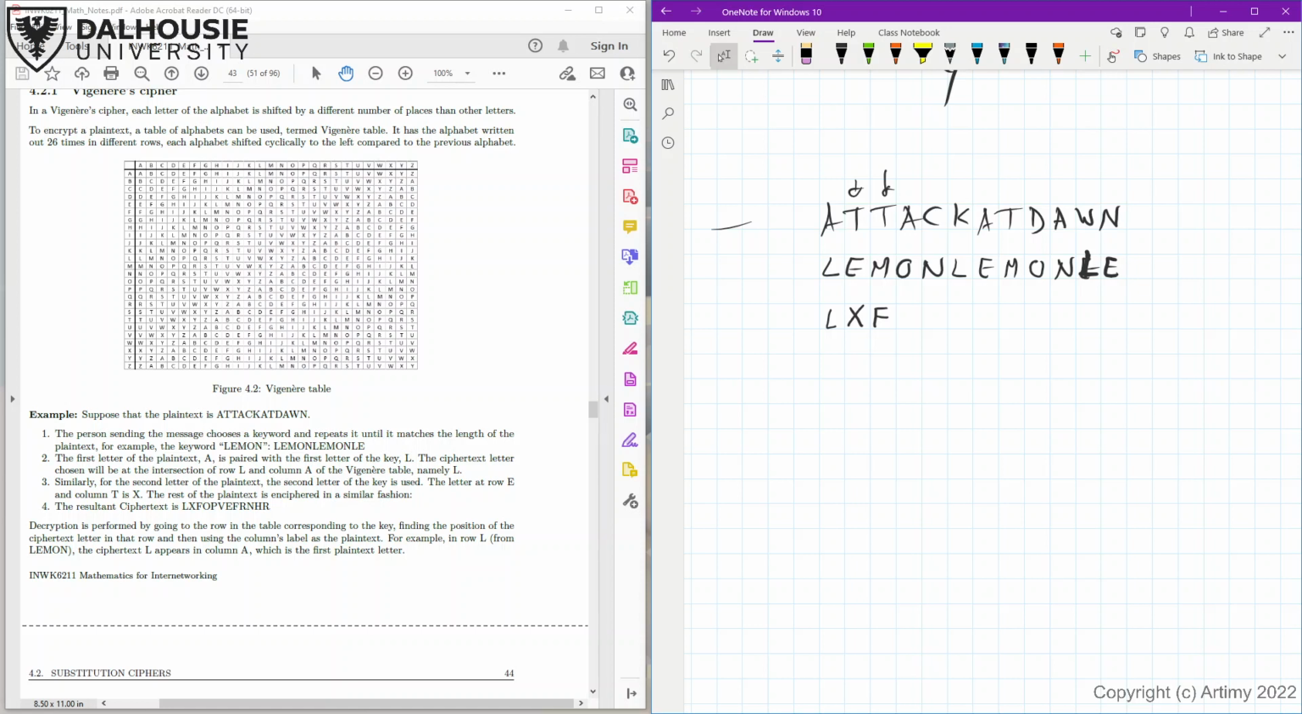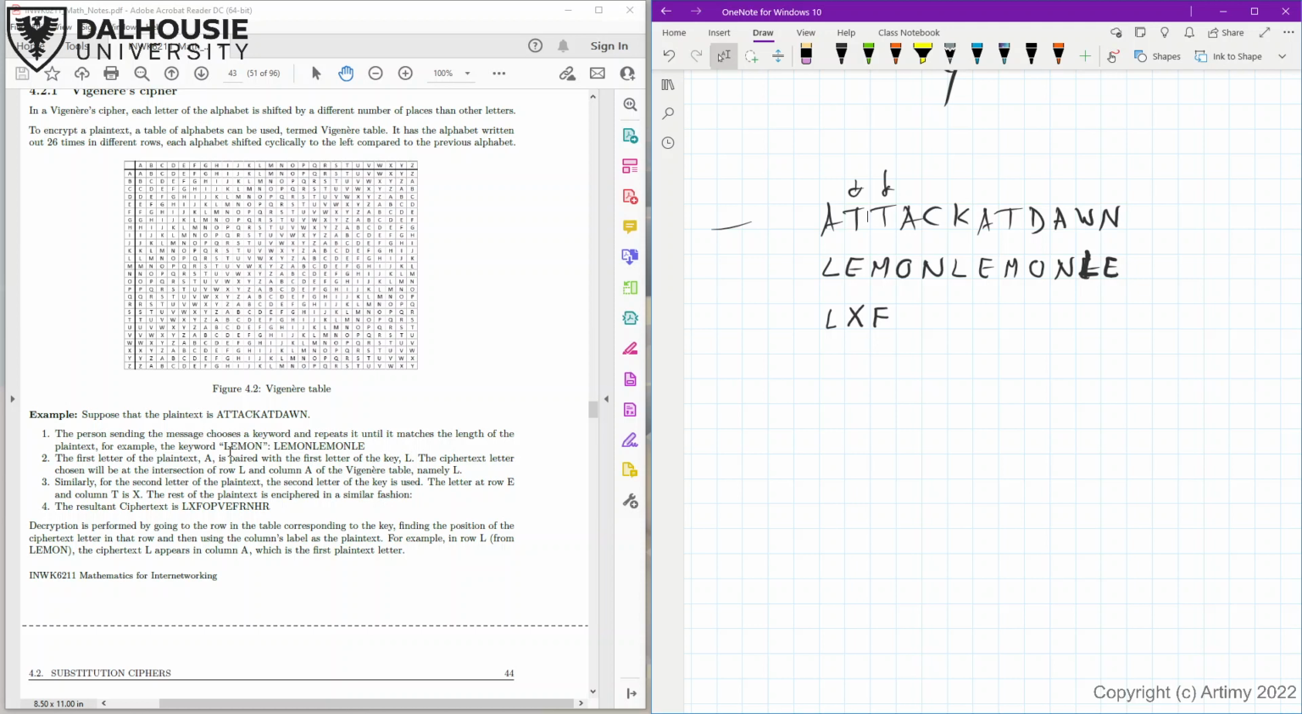Here it's much more difficult because we cannot easily find the lemon. The key could be anything, so it's much harder. It's not impossible, but it's much harder. So the first technique is very susceptible to the brute force attack. Simply somebody will try all the possible shifts until they find one.